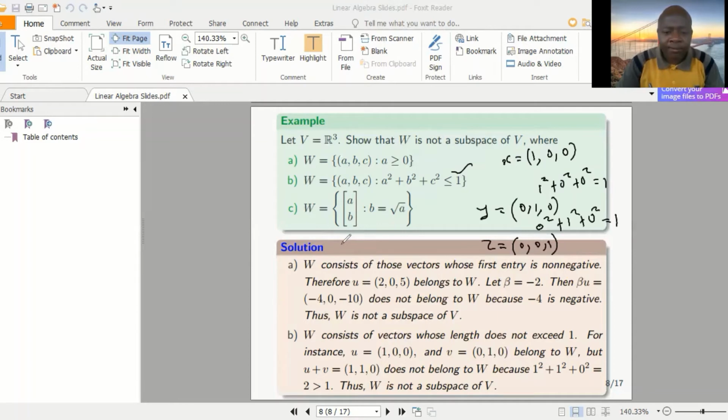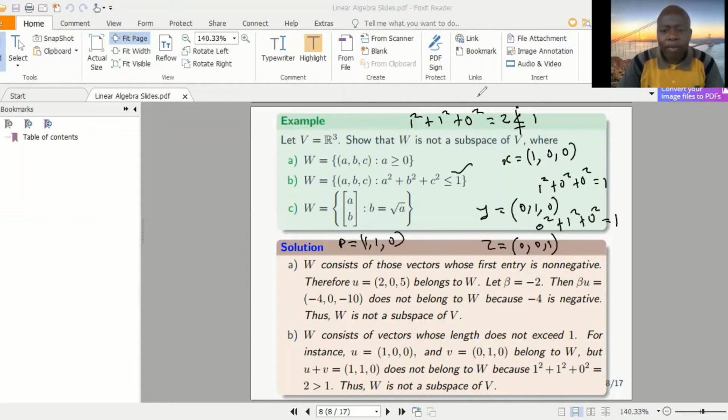What about vector 1, 1, 0? Does it belong to W? Let's see. 1 square plus 1 square plus 0 square. This will be 2. 2 is not less than or equal to 1. So this vector P does not belong to W.